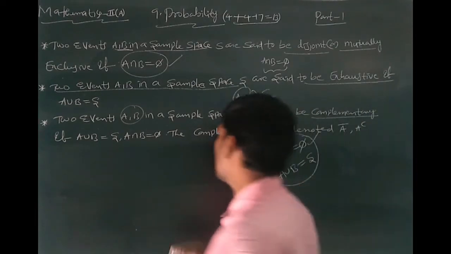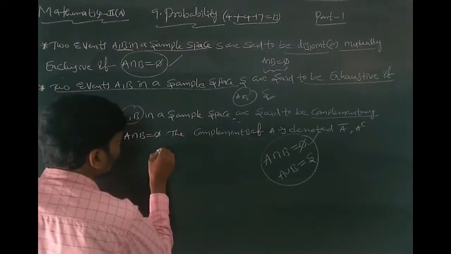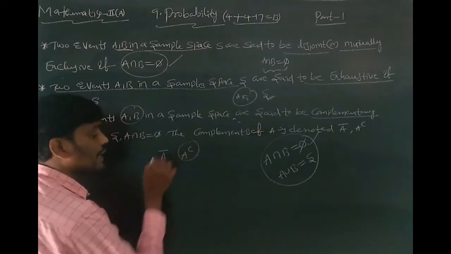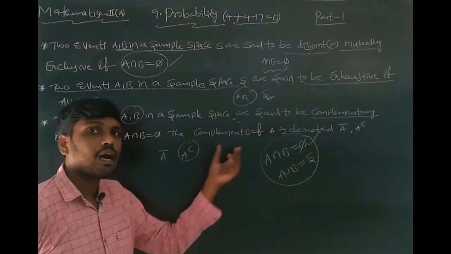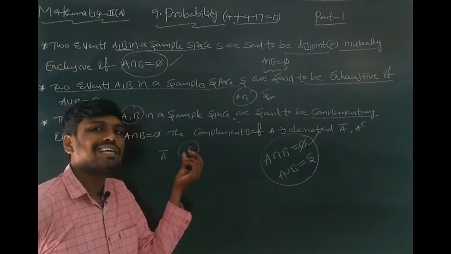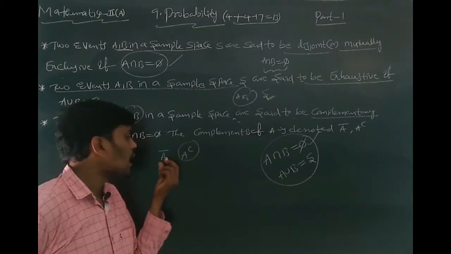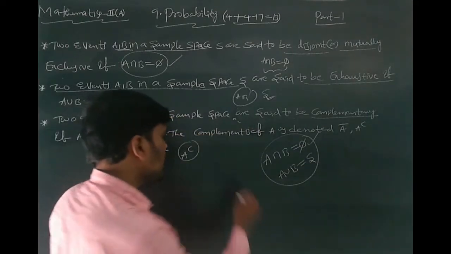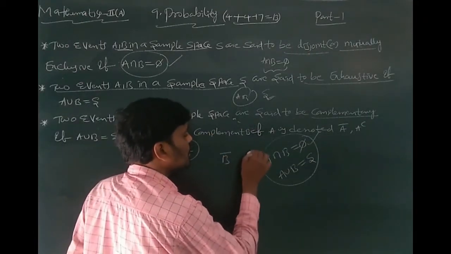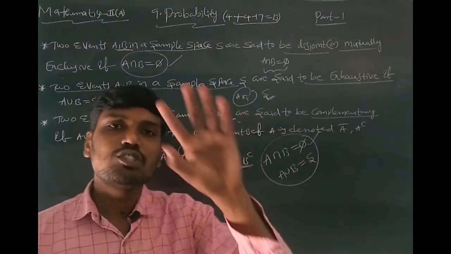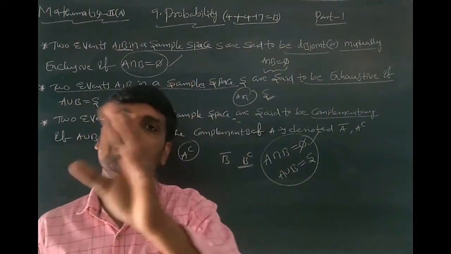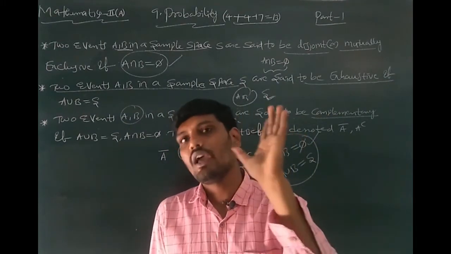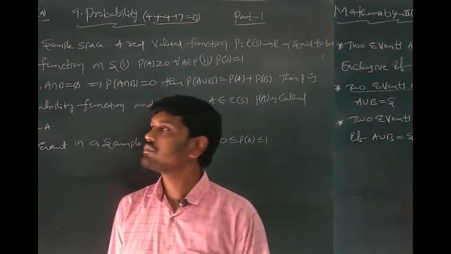The complement of A is denoted A complement, A power C, or A bar. A bar means the complement of A. Similarly, the complement of B is B bar or B complement. If two events are complements, they must be mutually exclusive and exhaustive events.